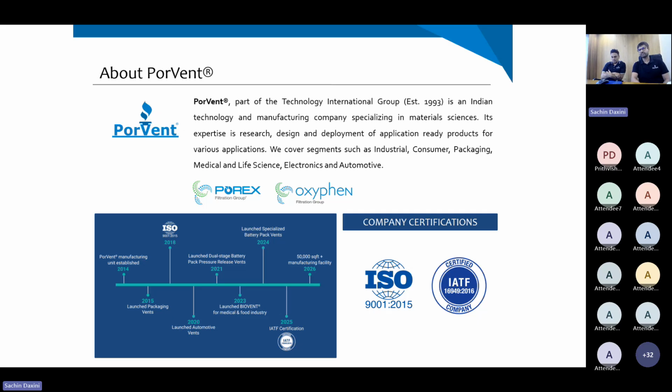So we have a separate division that takes care of automotive, and EV is a large area of interest for us. We started this journey in 2014, and over the last few years, we have launched different parts of our business and achieved various accreditations. This includes our ISO 9001, which was early on in the journey. And as of last year, we got our IATF 16949 certification as well.